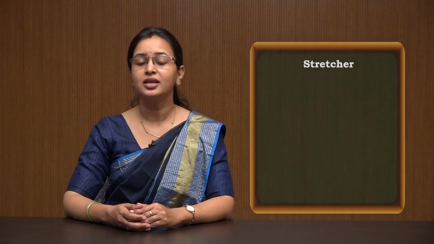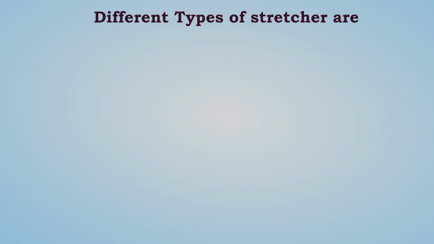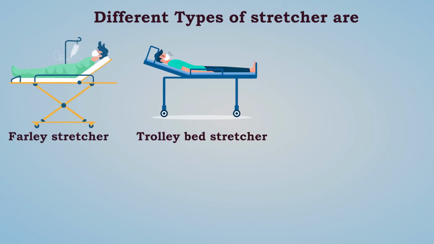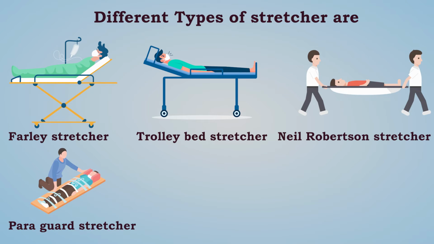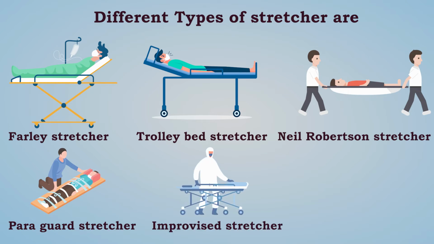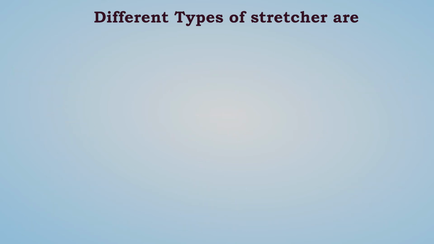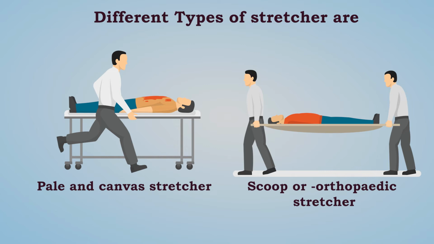Many of you might have seen different type of stretchers. A stretcher is used for transportation of seriously ill or injured victim. Different types of stretchers are Farley stretcher or general stretcher, trolley bed stretcher with attached trolley, Neil Robertson stretcher used for rescue purposes, Paragard stretcher or foldable stretcher, improvised stretcher and utile stretcher which is foldable from middle, pail and canvas stretcher, scoop and orthopedic stretcher.